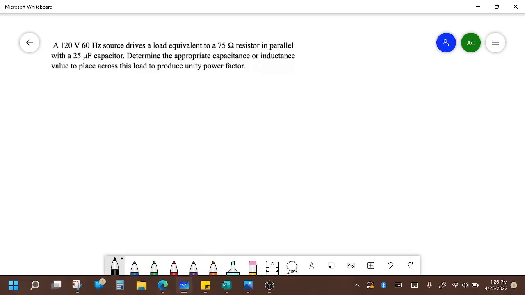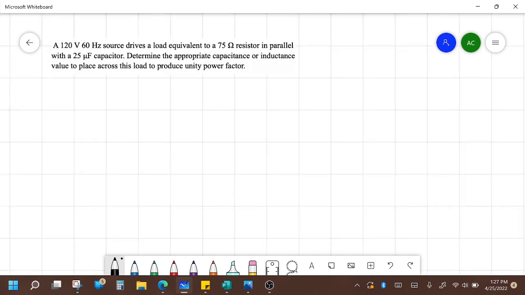Okay, here's our problem. It says a 120 volt, 60 hertz source drives a load equivalent of a 75 ohm resistor in parallel with a 25 microfarad capacitor. Determine the appropriate capacitance or inductance value to place across this load to produce a unity power factor. So let's just draw it and see what they're talking about.